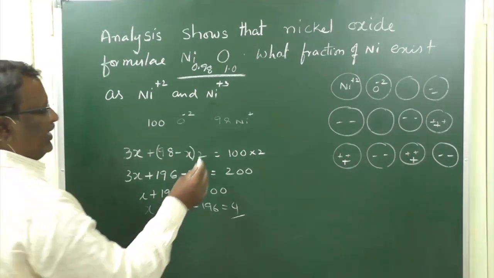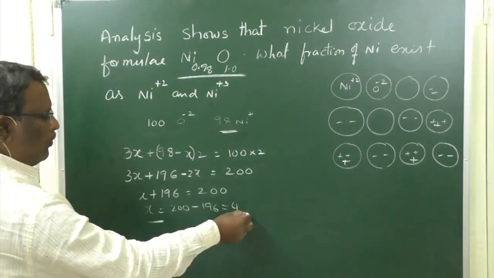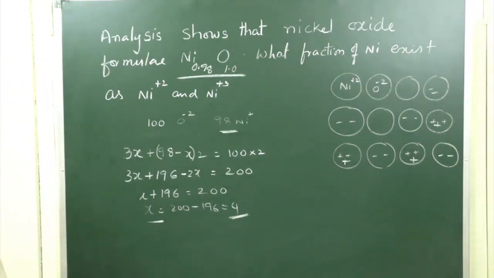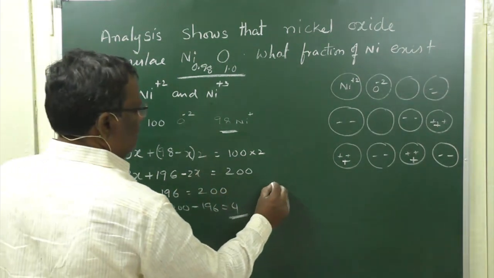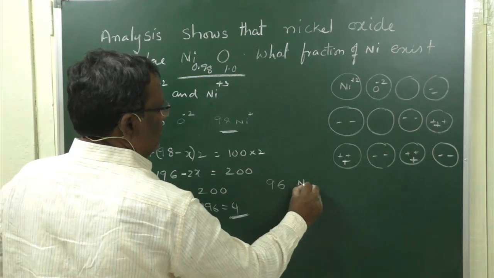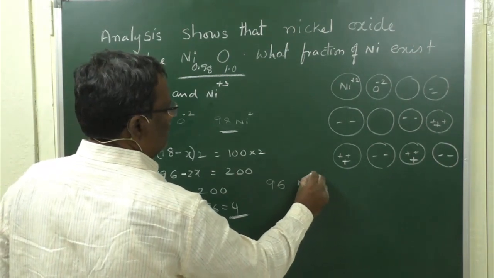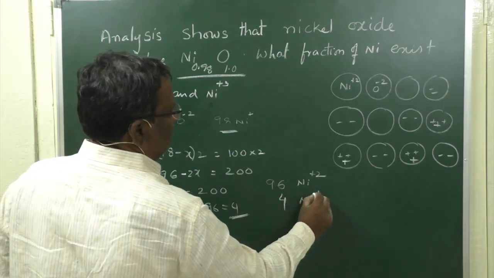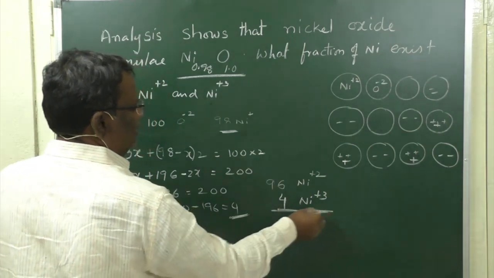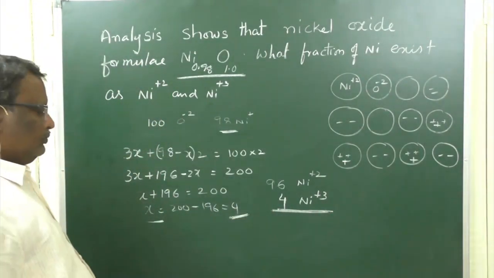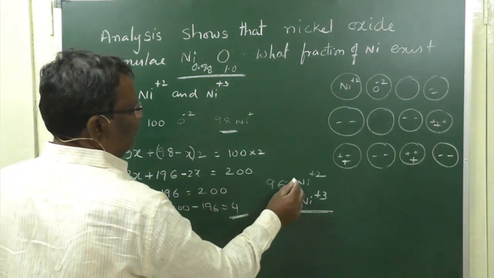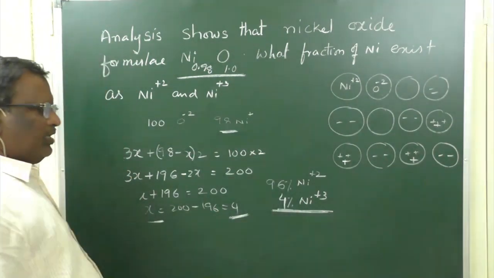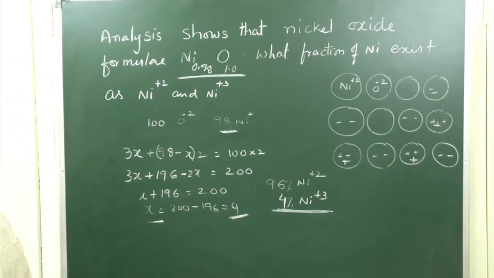That means out of 98, 4 dipositive nickel ions are converted into tripositive ions. So, the ratio is 96% Ni plus 2 and 4% Ni plus 3 ions are present. So, the fraction of Ni plus 2 and Ni plus 3 is 96% and 4%, so that the electrical neutrality will be maintained.